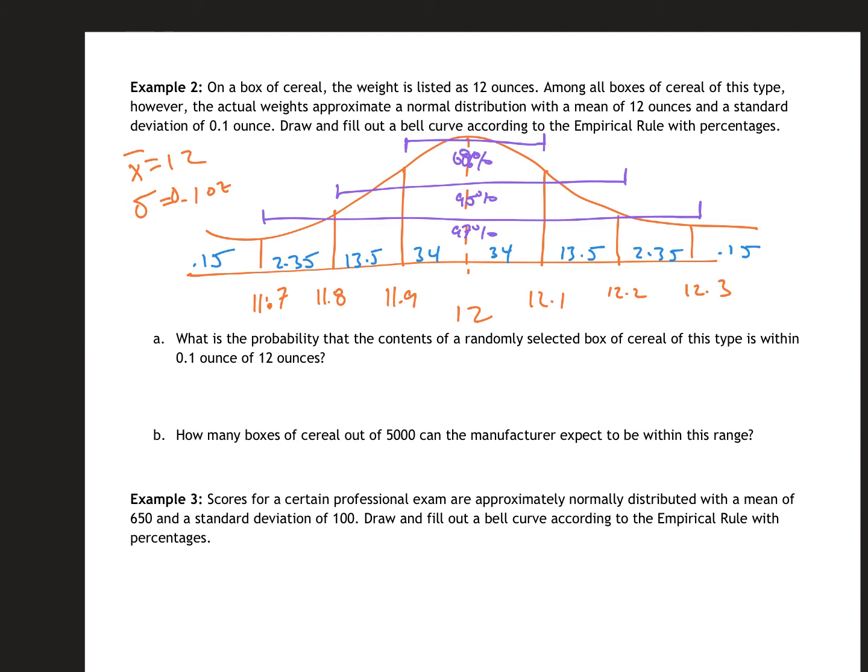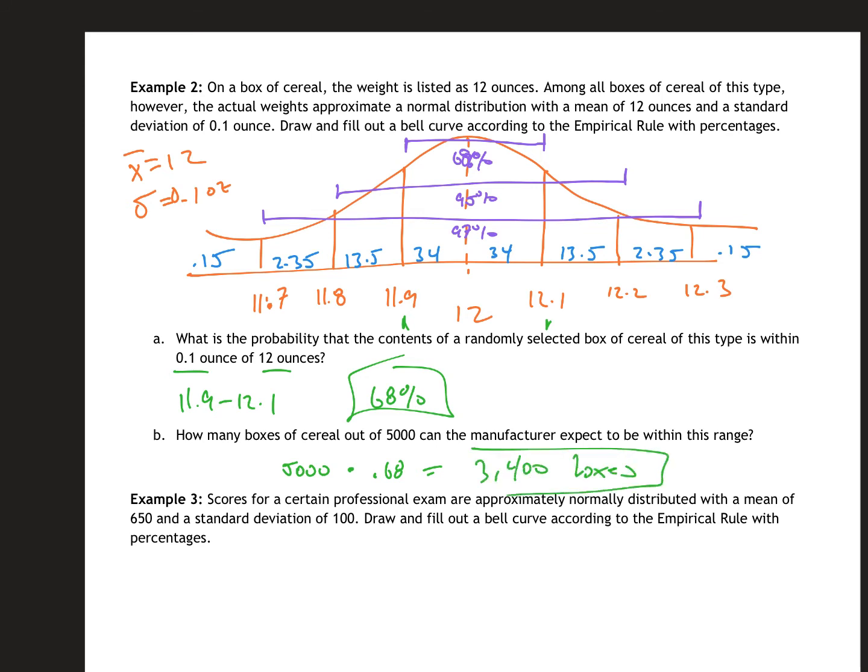So let's look at a couple questions. What is the probability that the contents of a randomly selected box of cereal is within 0.1 ounce of 12 ounces? So here to here. So that's 11.9 to 12.1. And that's the middle section, so that's 68%. Cool? So how many boxes of cereal out of 5,000 can a manufacturer expect to be in this range? So you'll take your 5,000 and multiply it by 0.68. You get your calculator, type it in, and that is 3,400 boxes.